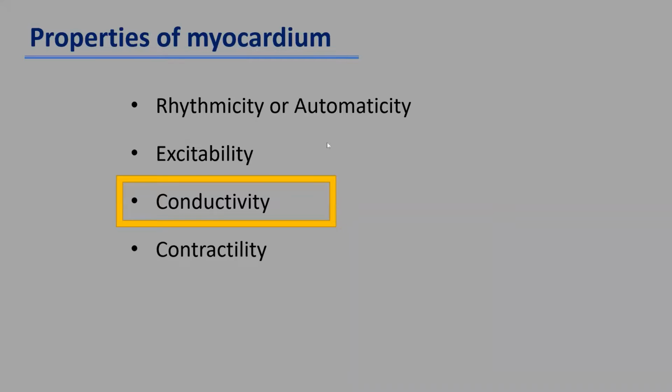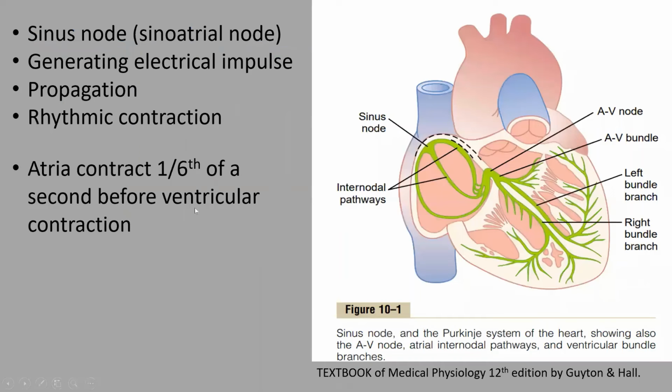Yeah, we were talking about the properties of myocardium. We have talked about rhythmicity or automaticity. Then we have discussed the excitability of myocardium. Today we will be talking about the conductivity. So, conductivity of the heart.